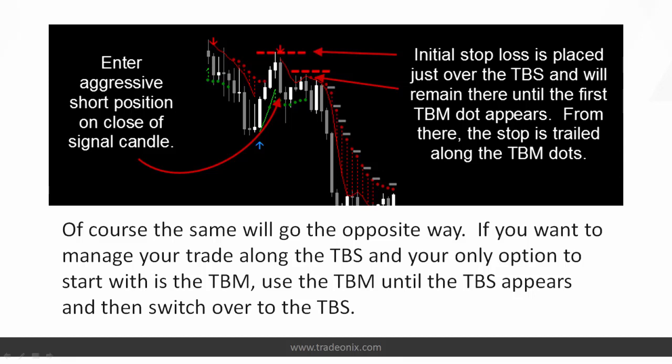Now, by looking at this example, you can see how the market got close to the TBS and would have chopped us out if we had moved it along the TBS. Keeping our stop loss stationary until the TBM dot appears will save us from getting chopped out prematurely. Of course, the same will go the opposite way. Now, if you want to manage your trade along the TBS and your only option is to start with the TBM, use the TBM until the TBS appears and then switch over to the TBS.